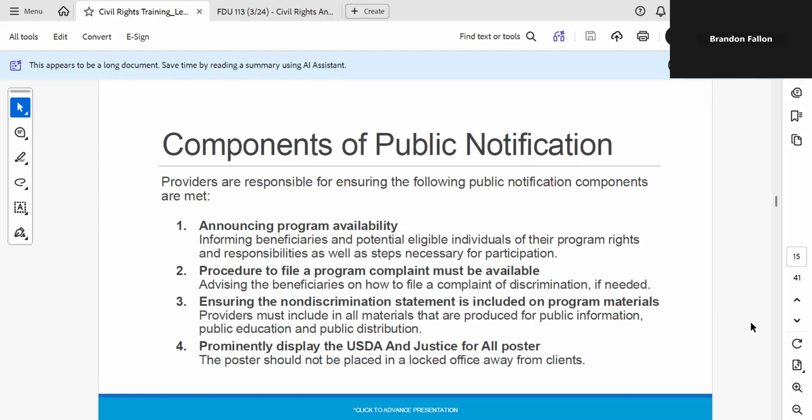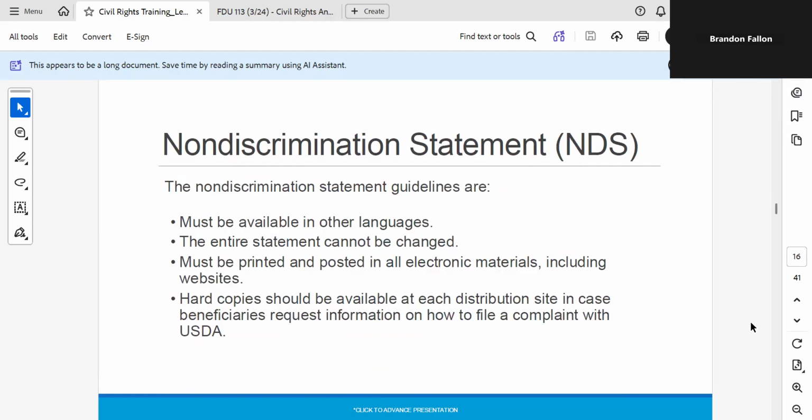Prominently display the USDA And Justice for All poster. This poster should not be placed in a locked office away from clients. Non-discrimination statement. The non-discrimination statement guidelines must be available in other languages. The entire statement cannot be changed, must be printed and posted in all electronic materials, including websites. Hard copies should be available at each distribution site in case beneficiaries request information on how to file a complaint with the USDA.